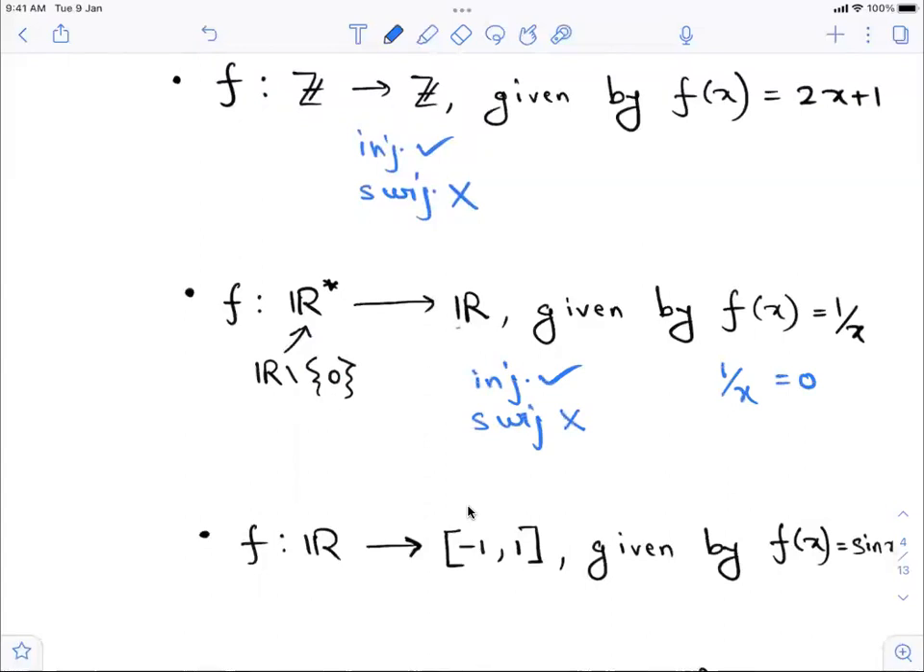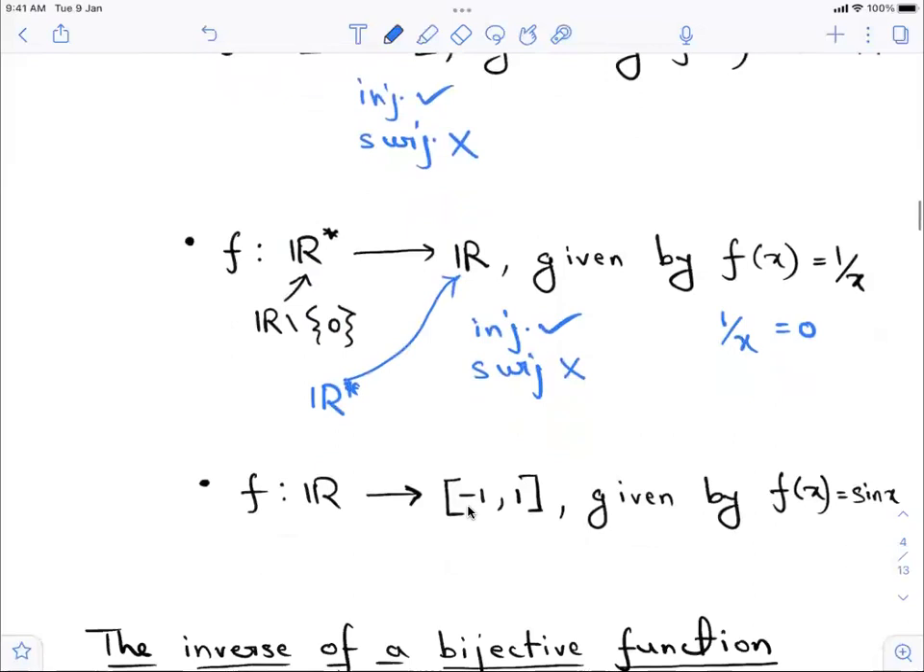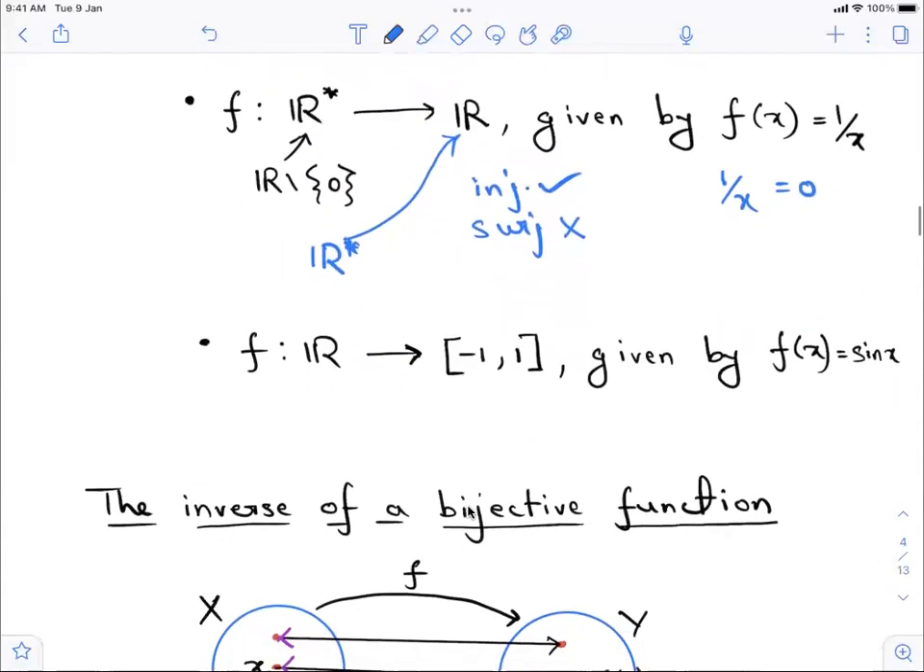However, if you take a closer look, if I change this codomain to R star, then this function becomes surjective and hence bijective. So by manipulating the domain and the range, you can change the behavior of the function.